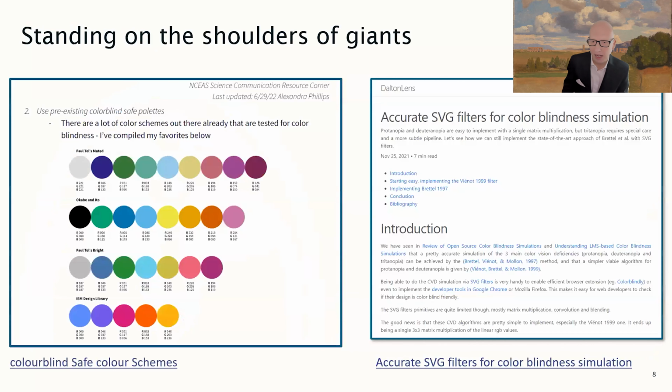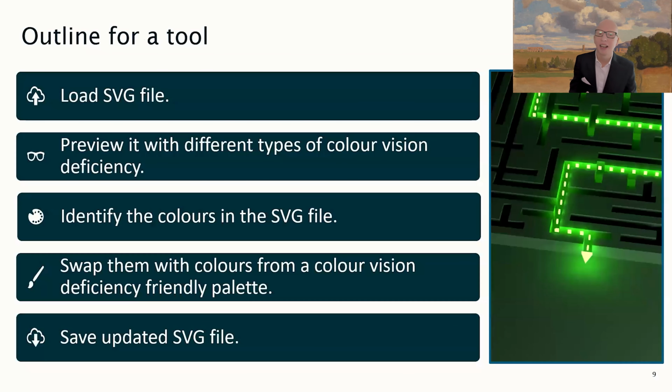It predominantly affects men. And earlier work on making Power BI reports accessible had introduced me to CVD-safe palettes. And I found these in a helpful document by Alexandra Phillips at the National Centre for Ecological Analysis and Synthesis. And I'd also experimented, as we saw in the previous slide, with applying CVD simulation using the work of Nicholas Burrows. So I had an idea.